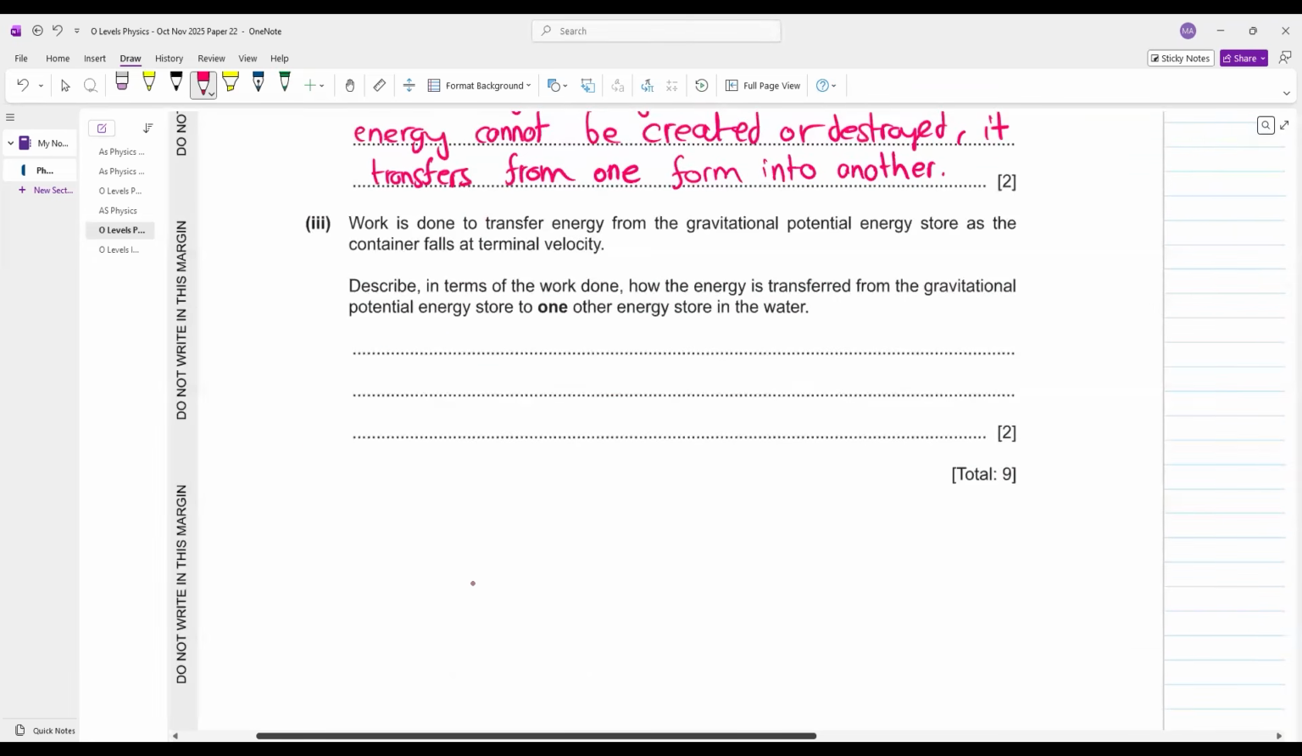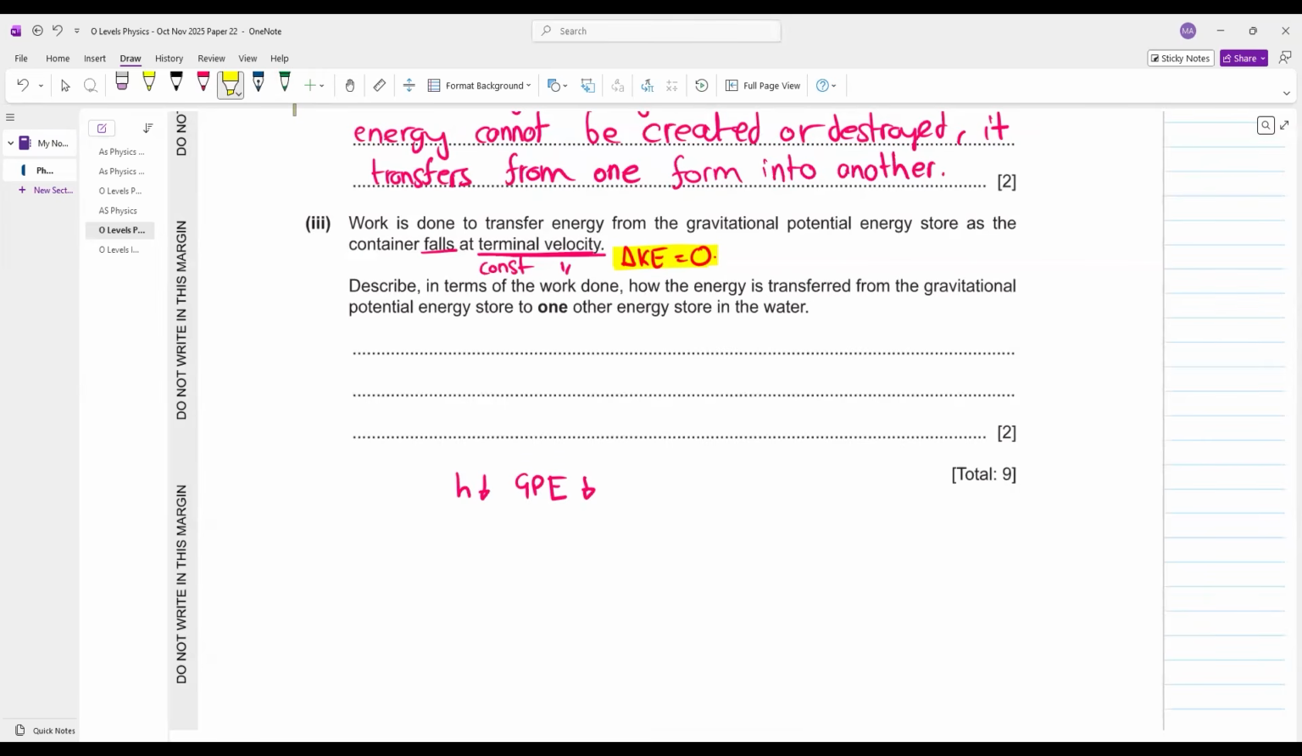Work is done to transfer energy from the gravitational potential energy store as the container reaches its terminal velocity. बेटा terminal velocity का मतलब क्या होता है? Constant velocity. If your velocity is constant, that means change in kinetic energy will be zero. Okay. Work is done to transfer energy from gravitational potential energy store as the container falls. ठीक है बेटा. जैसे जैसे आपका कंटेनर फॉल कर रहा है, your gravitational potential energy is decreasing but your kinetic energy is remaining constant. It is zero.